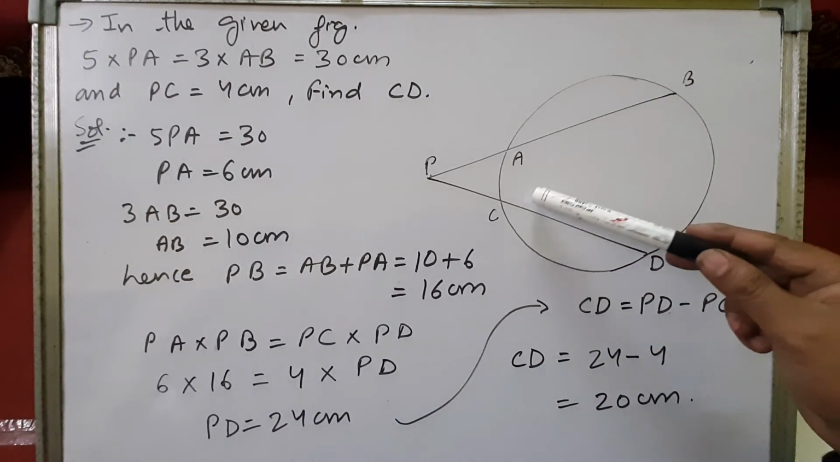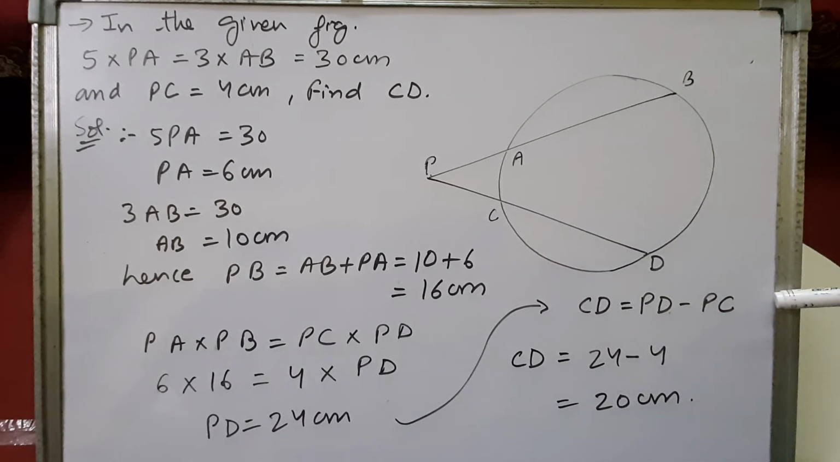Now we have to calculate the value of CD, children. CD can be written as PD minus PC. So if we subtract PC from PD, we'll get 24 minus 4, which is 20 centimeters. Alright, children.